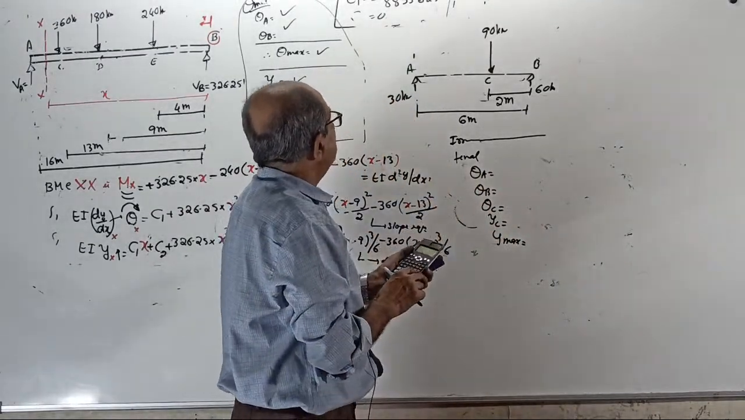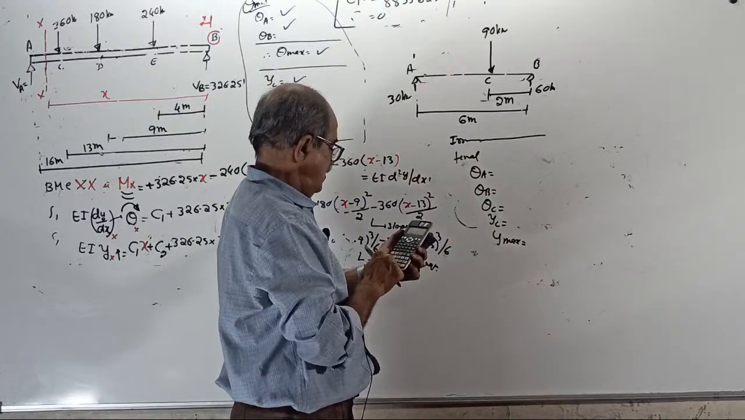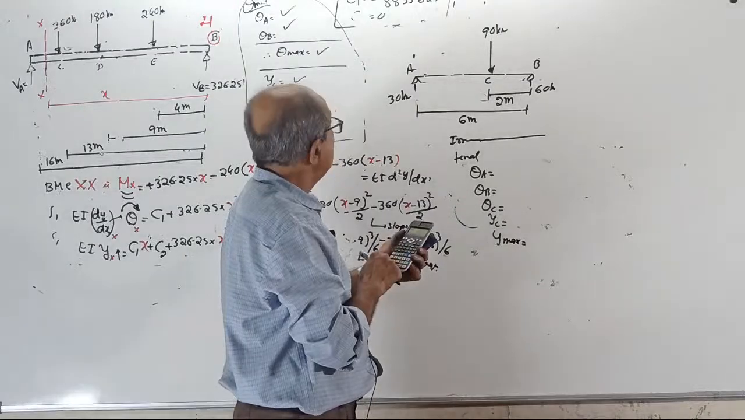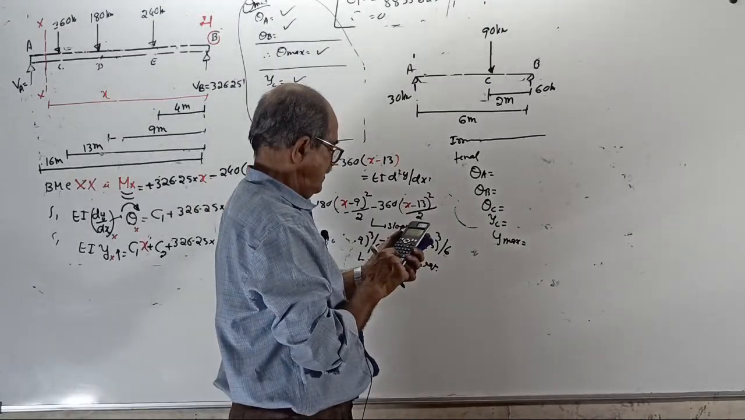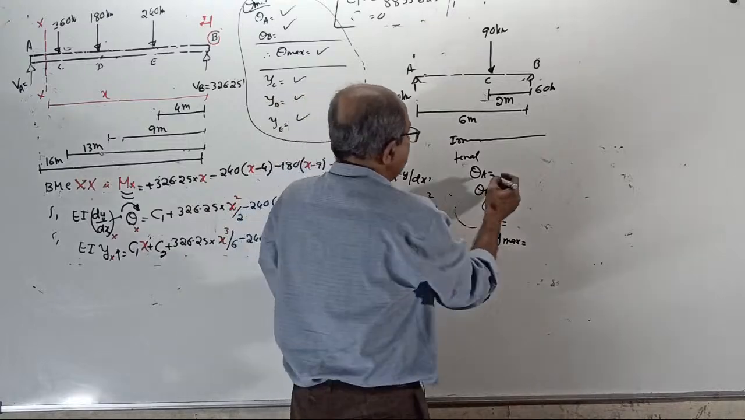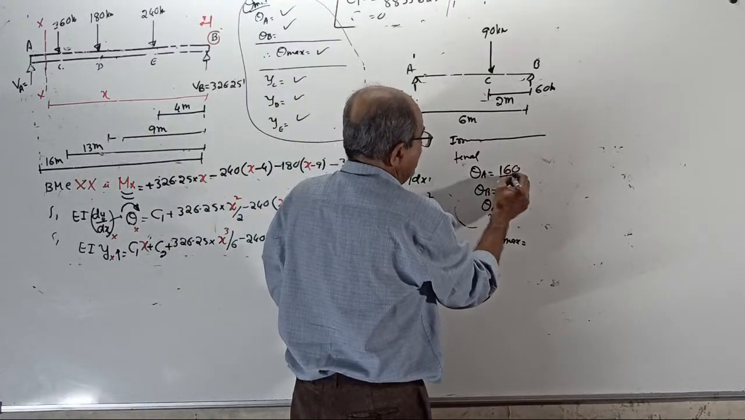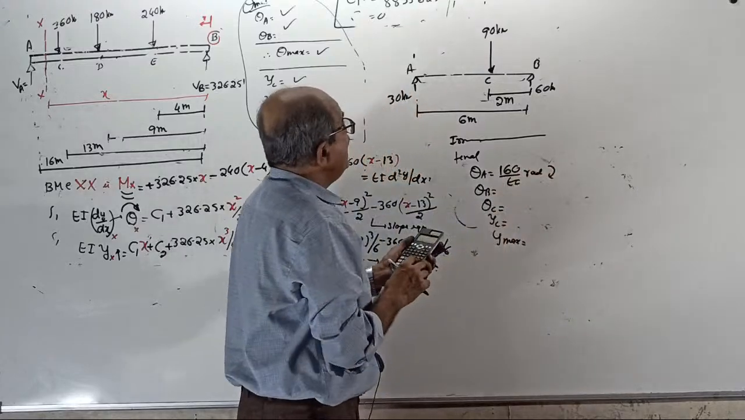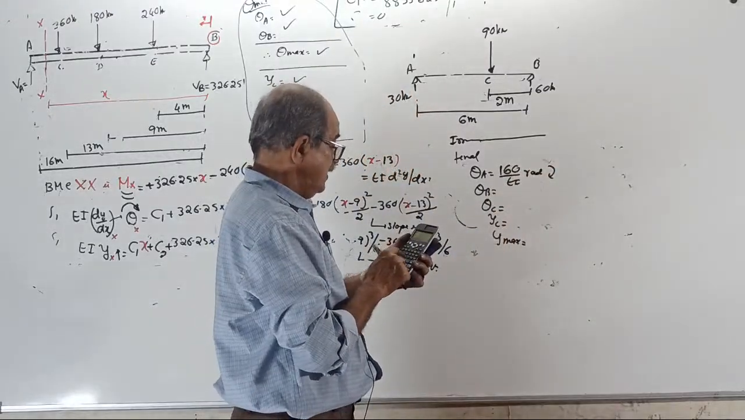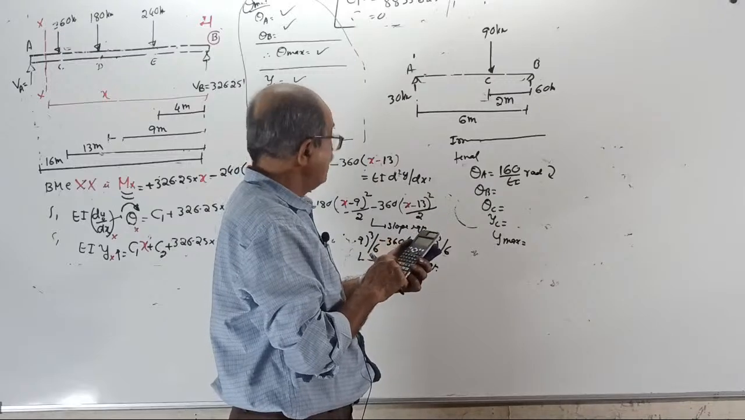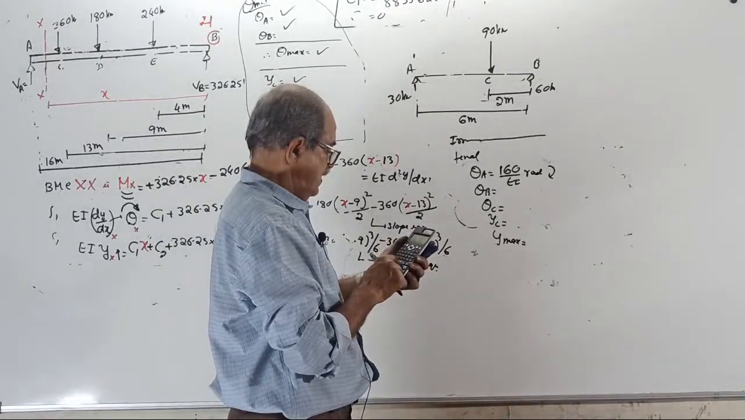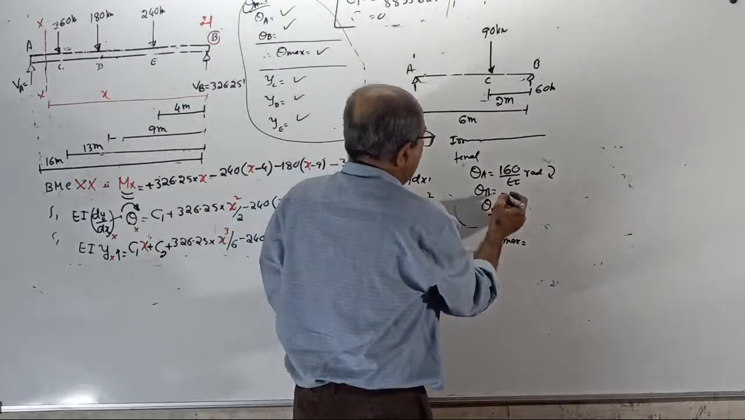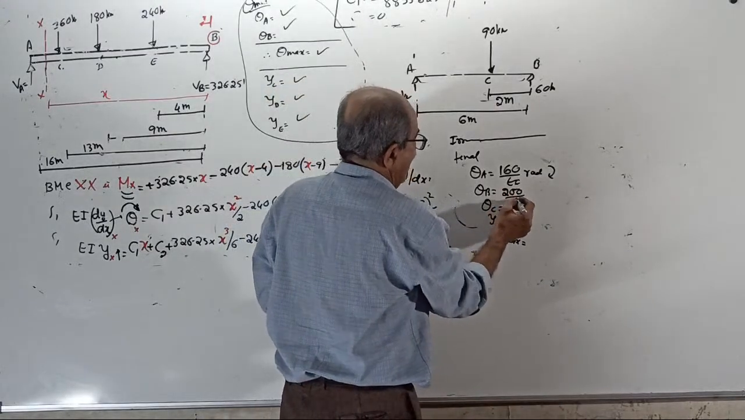Theta A will come 160 by EI. Anybody got it? EI radian clockwise. Theta B will come 200 by EI radian anti-clockwise.